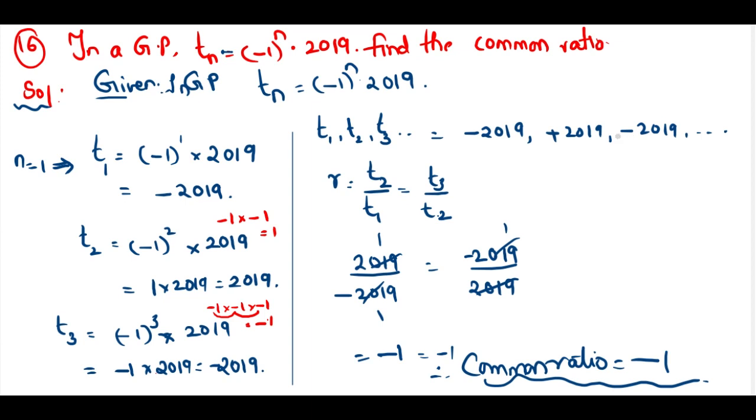Because this is a GP, the common ratio will be the same. How do you get it? T2 upon T1, because it is the common ratio, it will be equal to T3 upon T2. So, 2019 upon minus 2019. On one side it will get cancelled, and here also we have minus 2019 divided by 2019. So, the resultant value of this is minus 1 and this is also minus 1. So, we are getting the same ratio, and what is the common ratio we got here? It is minus 1.